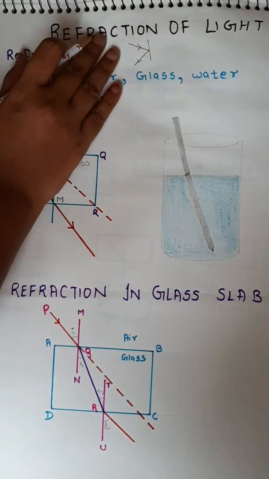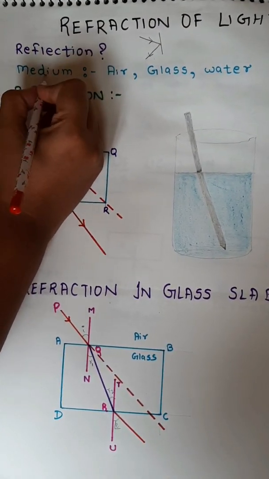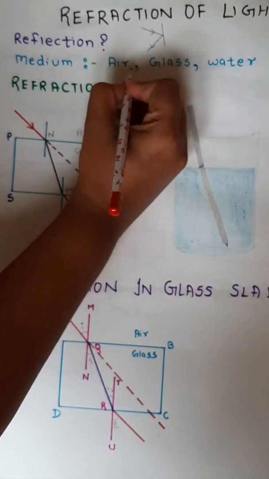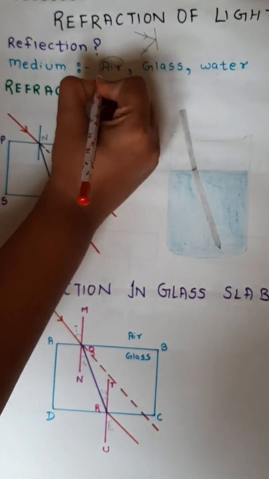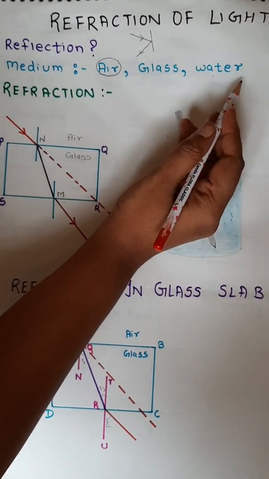Now, before we see refraction, let us see the concept of medium. What is a medium? Medium means it consists of matter. So air is a medium, glass is a medium, water is a medium. But air is a rarer medium, whereas glass and water are denser mediums.